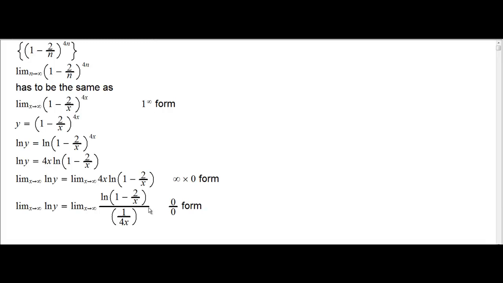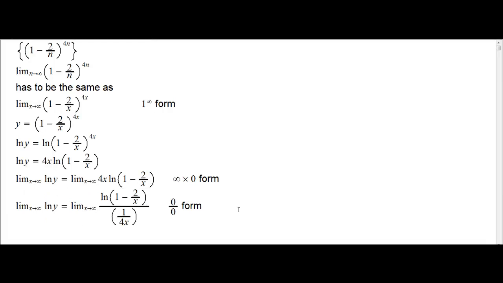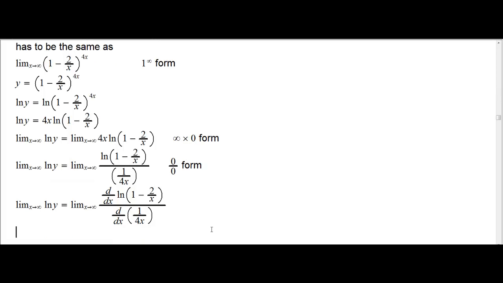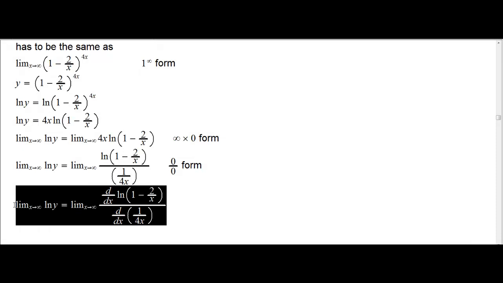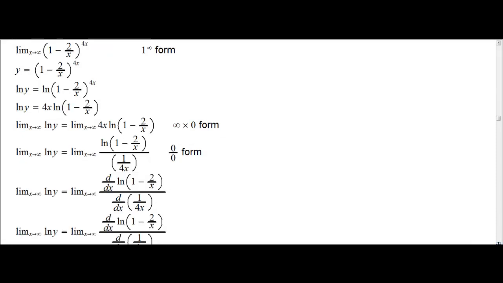Good. So now when we have 0 over 0 form, what we can do is go ahead and differentiate both the numerator and the denominator with respect to who? x. So if the limit is available, that will be our answer, right? Am I clear? Okay, so we have gotten this far, right? Okay, so let's compute these guys.